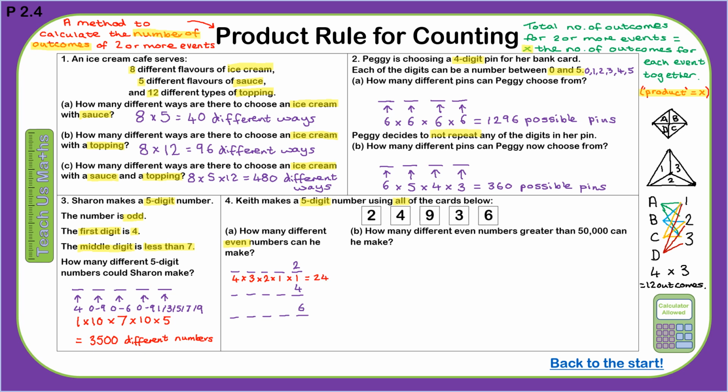The same will be true if he chose a 4 at the end. So 4 options for the first digit, 3 for the second, 2 for the third, 1 for the fourth, because we have got that 1 option at the end. So another 24 ways to make a 5-digit number, but this time with a 4 at the end. And then same for the 5-digit number with a 6 at the end. 4 times 3 times 2 times 1 times 1. So another 24 different ways.